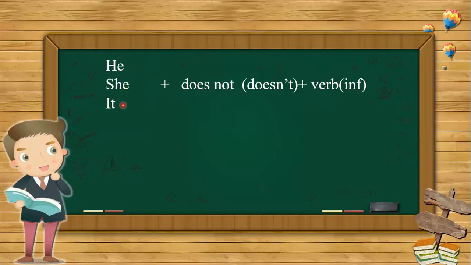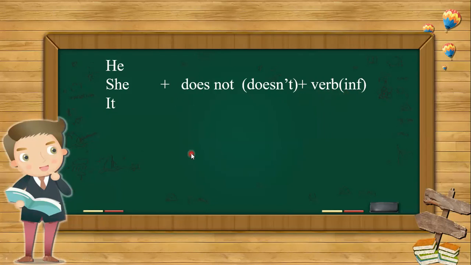It will be does not. He, she, or it does not. Or the short form doesn't. So I, we, they, and you will take don't. He, she, and it will take doesn't. After doesn't, I put the verb stem or the infinitive.